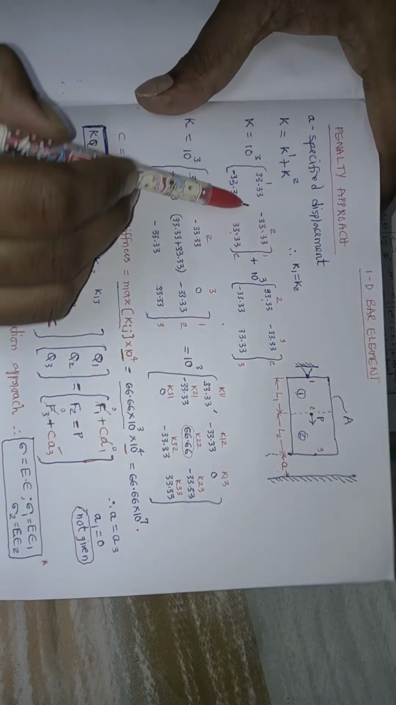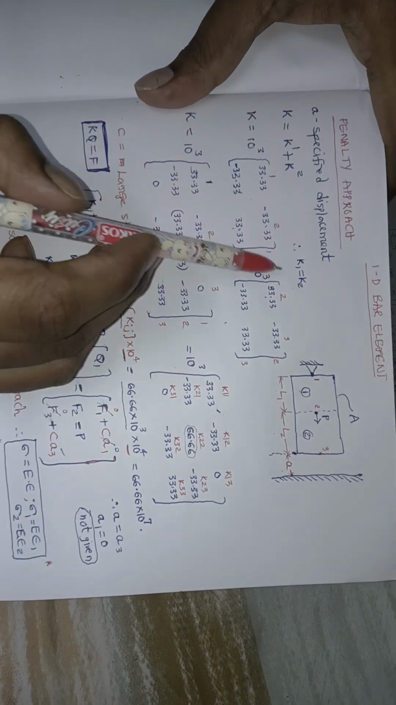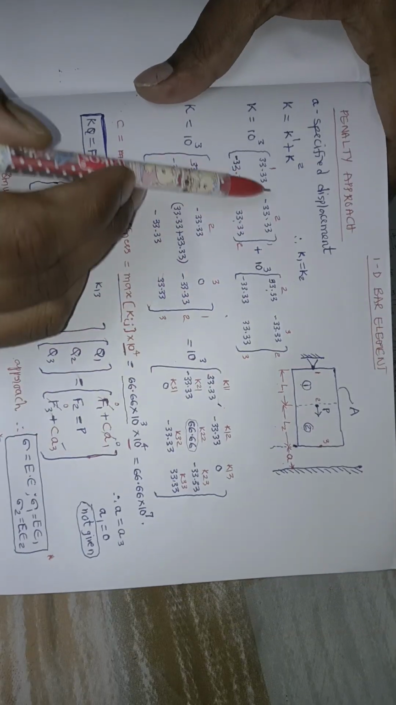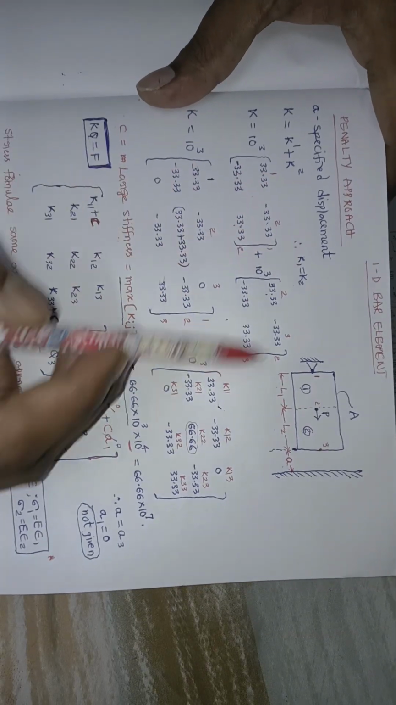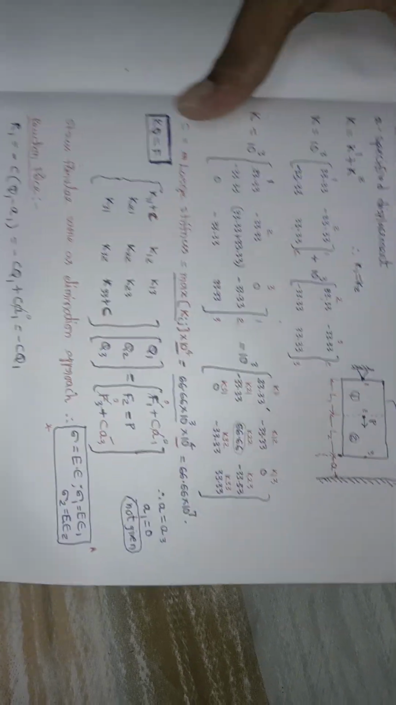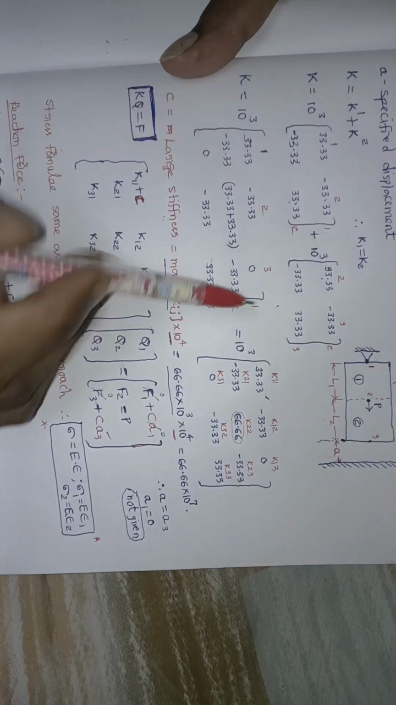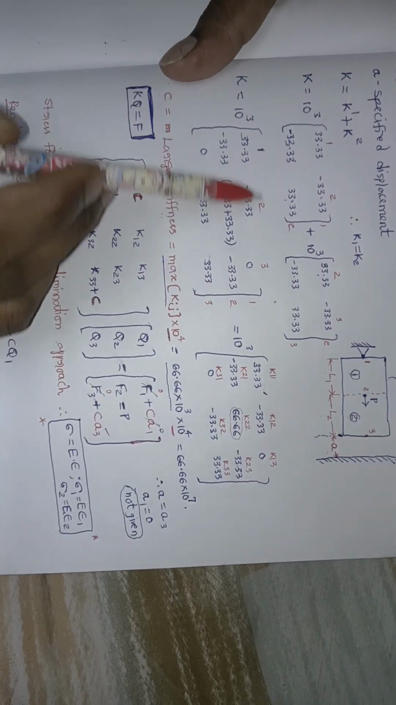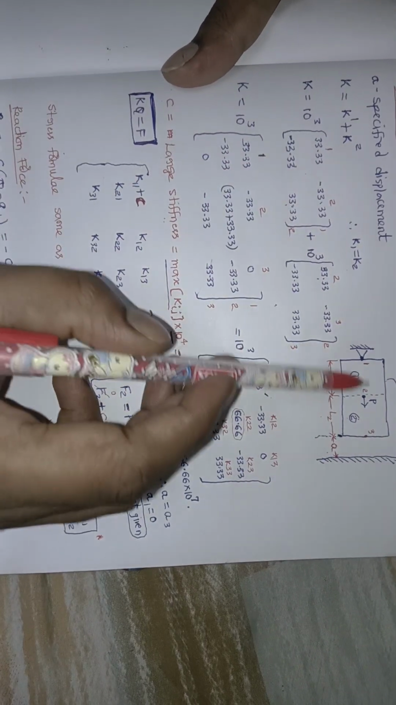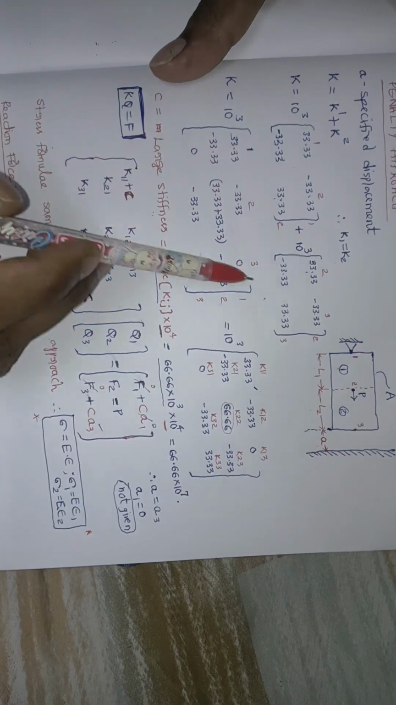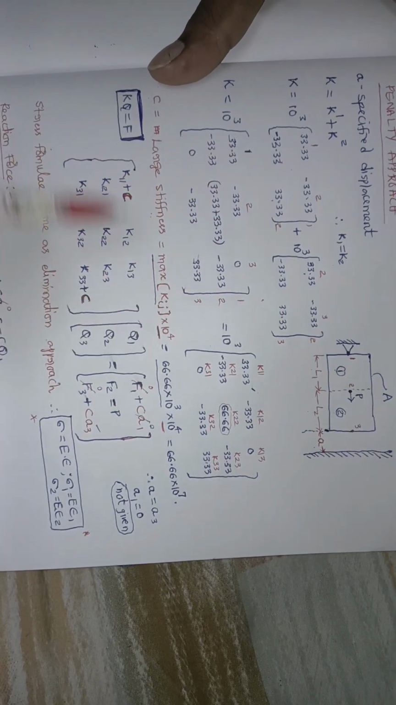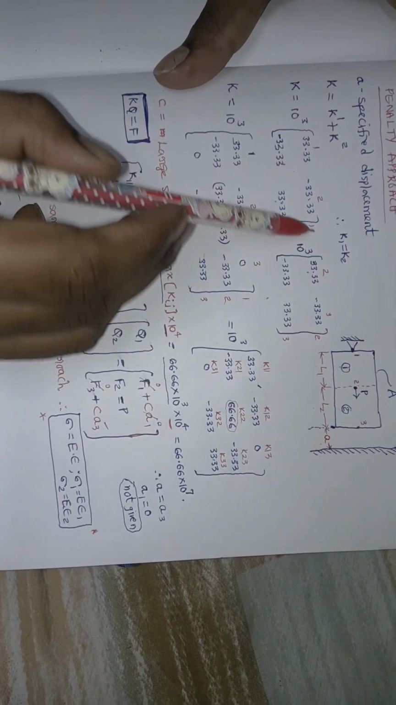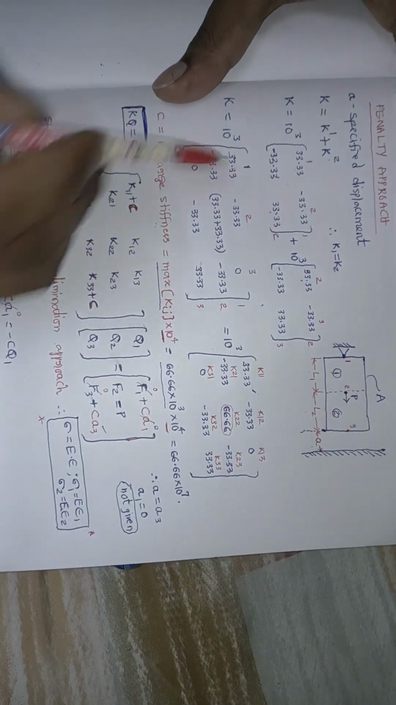Here K1 and K2. Even though both are the same, you have to give the different numbers: 1 2 for the first and 2 3 for the second. Then you have to get the capital K value. First of all you have to write the 3 by 3 matrix, because 3 nodes are there: 1 2 3, 1 2 3. Then you have to add here. See, 1 by 1 is 33.